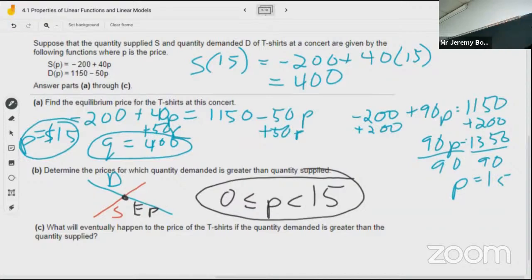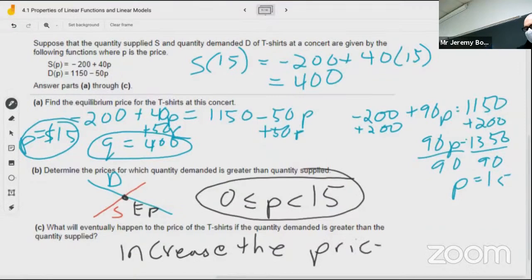And then this last one's kind of a critical thinking thing. What will eventually happen to the price of the t-shirts if the quantity demanded is greater than the quantity supplied? So if the quantity demanded is greater than the quantity supplied, so people are demanding it more than what they are able to supply, what are they going to do? They're going to increase the price. It's just going to increase the price.